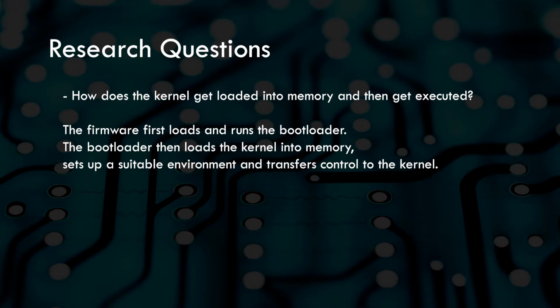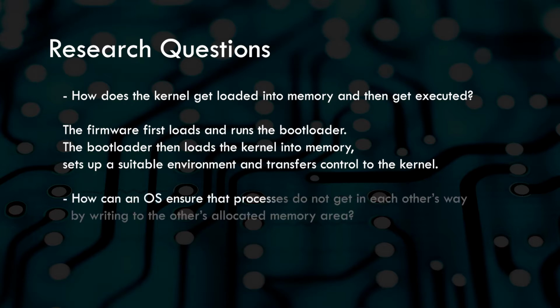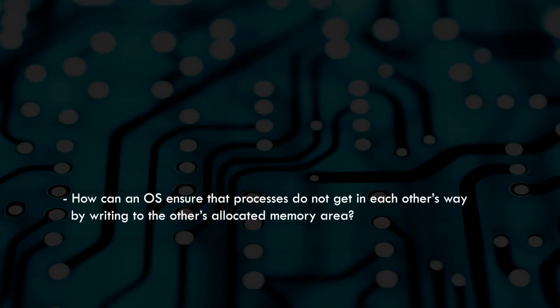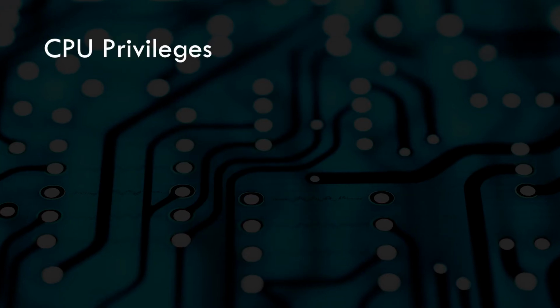The next question is, how can an OS ensure that processes don't get in each other's way by writing to the other's allocated memory area? To answer this, we first have to take a look at the CPU privileges.